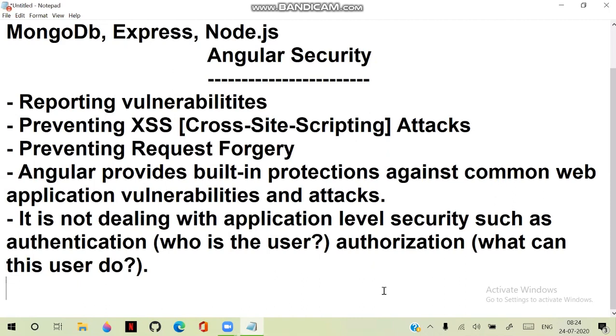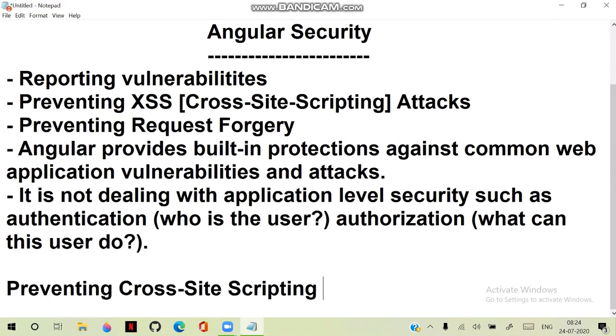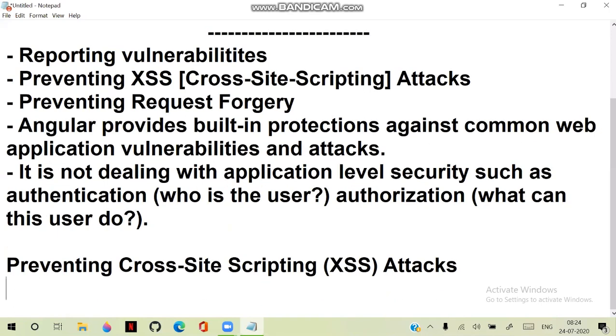This is about handling security. Technically, what is a cross-site scripting attack? How do we manage a cross-site scripting attack? Actually two important options are there. Preventing cross-site scripting attacks is one important security. We call it XSS, cross-site scripting attacks.